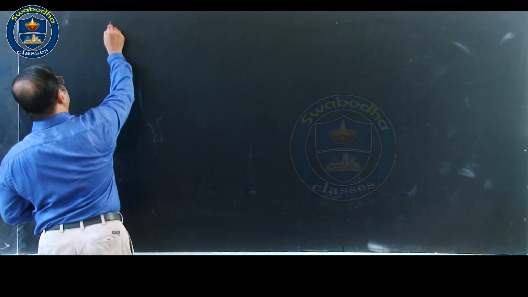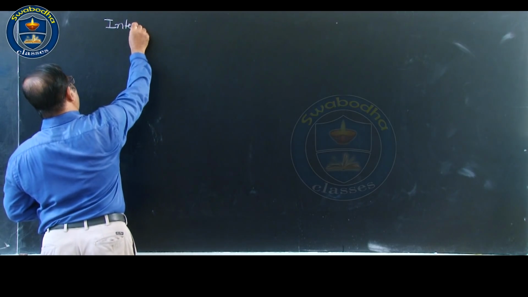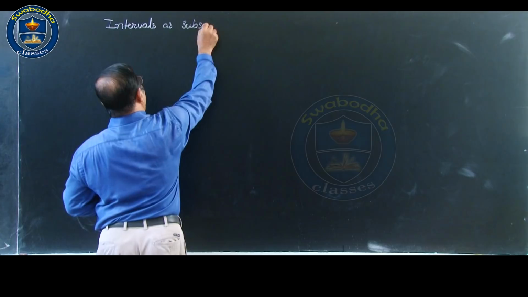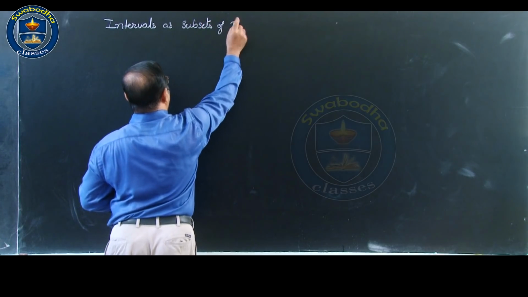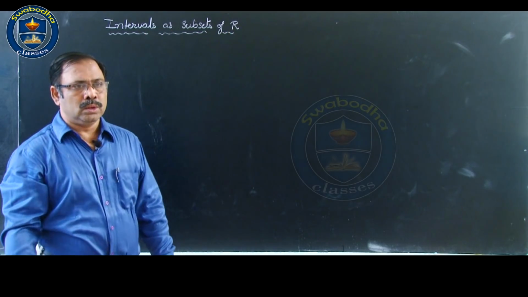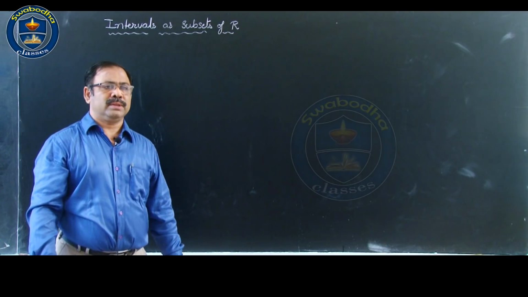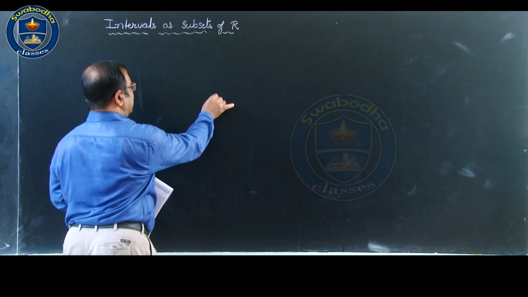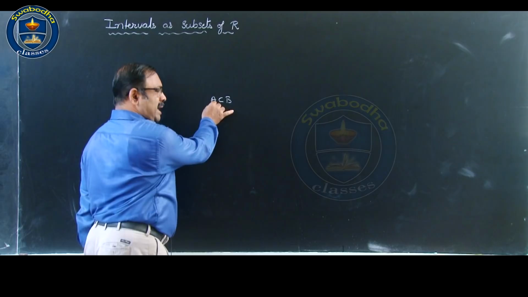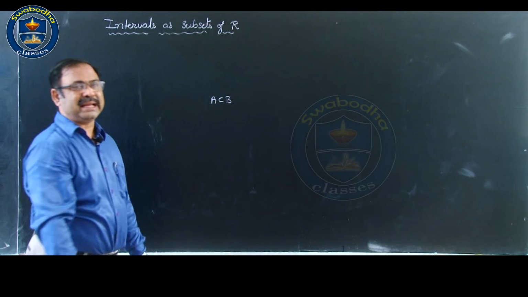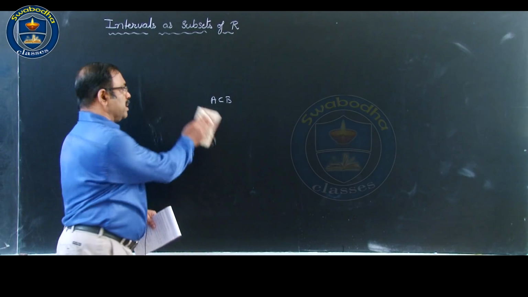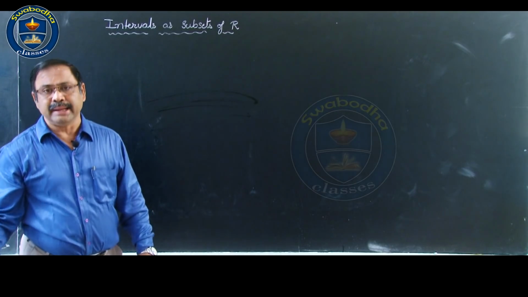So, let us write intervals as subsets of R. Intervals as a subset of R. So, what do you mean by subset? Set A is said to be a subset of B if all the elements of A must be present in B or it is contained in B. All the elements must be present in B or contained in B.